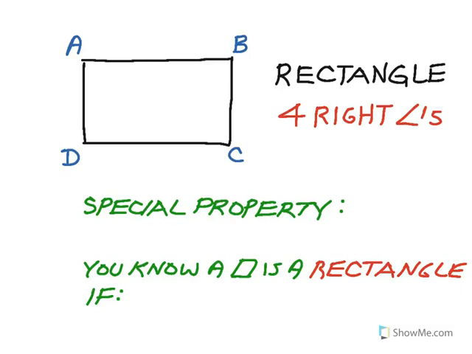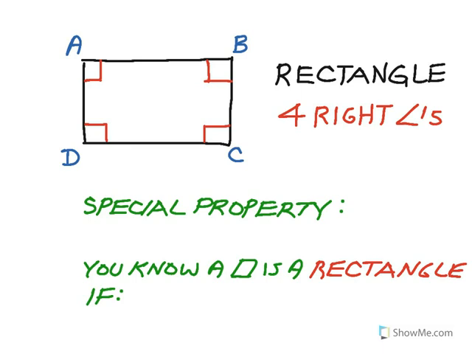This lesson, 5.4, is about special parallelograms. Okay, the first special parallelogram is the well-known rectangle. And a rectangle is a parallelogram that's defined as having 4 right angles. Okay, and it has a special property.